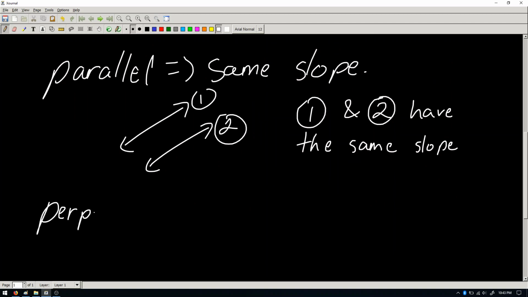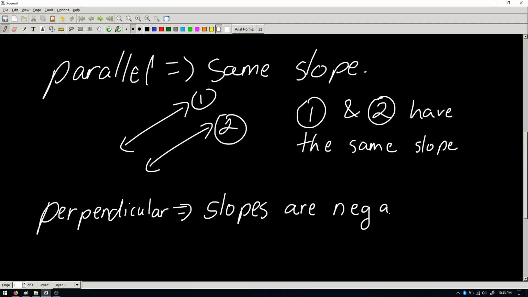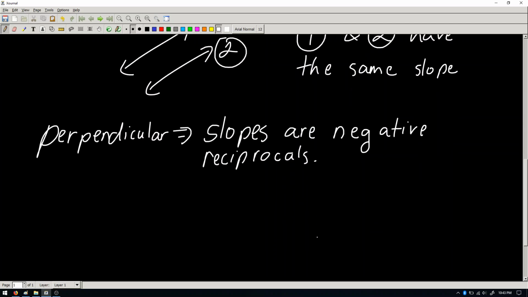Well, perpendicular implies that the slopes are negative reciprocals. Now, what does that mean? What this means is you have two slopes, as an example. Let's say one slope is 1 over 2. Negative reciprocals are flipped ratios. And also, on top of that, you have a sign change.